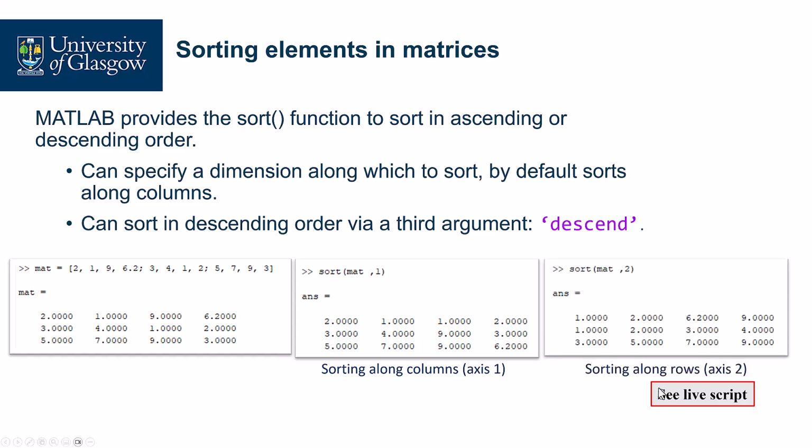Now I do another one. sort mat, 2. So what does 2 mean? It means the row direction, right? So for each row, we sort it in ascending order. So we can see 2, 1, 9, 6.2, 1, 2, 6.29. Right, so you can see this. If you want to sort in descending order, how to do it? You can use the doc command to see the sort function, or you check on Google to see the complete documentation with the examples.